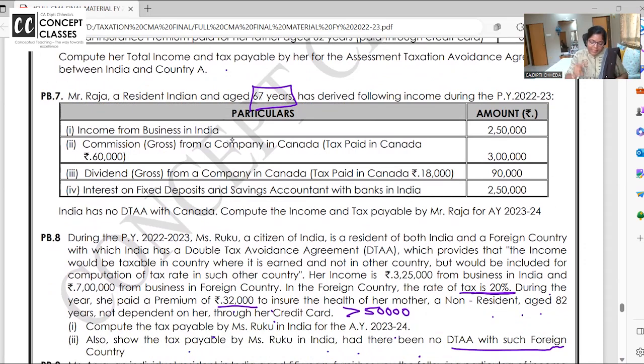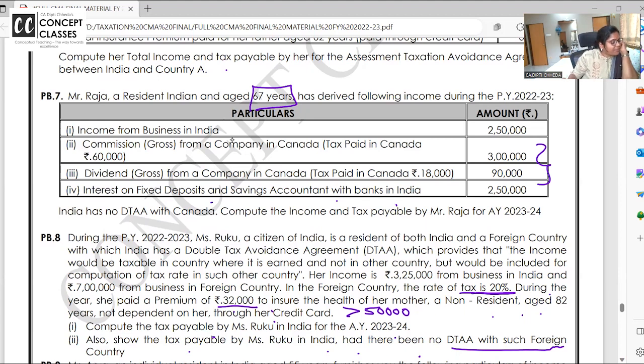Now, income from business in India is 2,50,000. Commission from a company in Canada is 3 lakh, and this is gross. Dividend from company in Canada, taxes also paid in Canada, 18,000, but this is gross. All of you know always gross incomes are taxable. So this time you have got two incomes from foreign countries. And interest on FD and saving account with a bank in India.